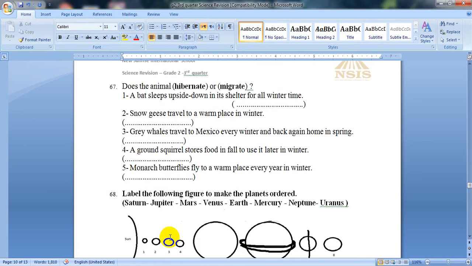The next page, page number 10. Here you have a question. It says, does the animal hibernate or migrate? Let's remember together what is the difference between hibernate and migrate.